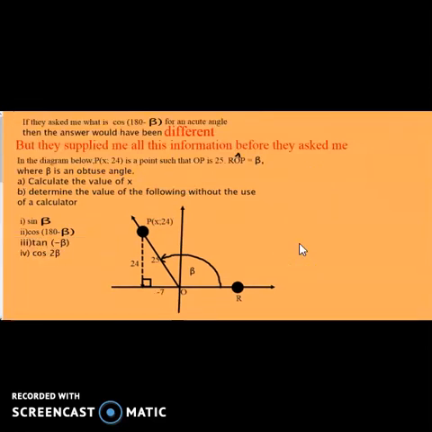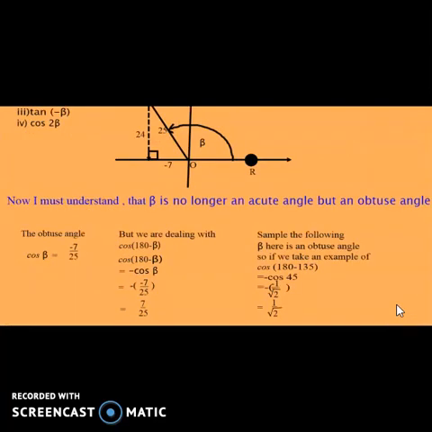If they had asked me cos of 180 degrees minus beta for an acute angle of beta, then the answer would have been different. But they supplied me all this information before they asked me. So now I need to consider the following facts. I must understand that beta is no longer an acute angle but an obtuse angle. So the obtuse angle cos of beta is negative 7 over 25.